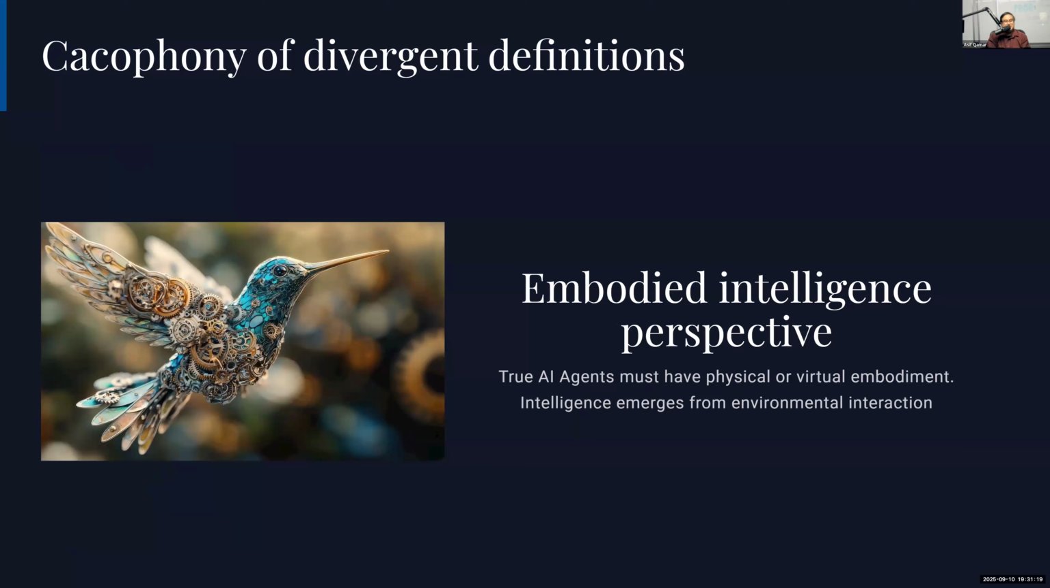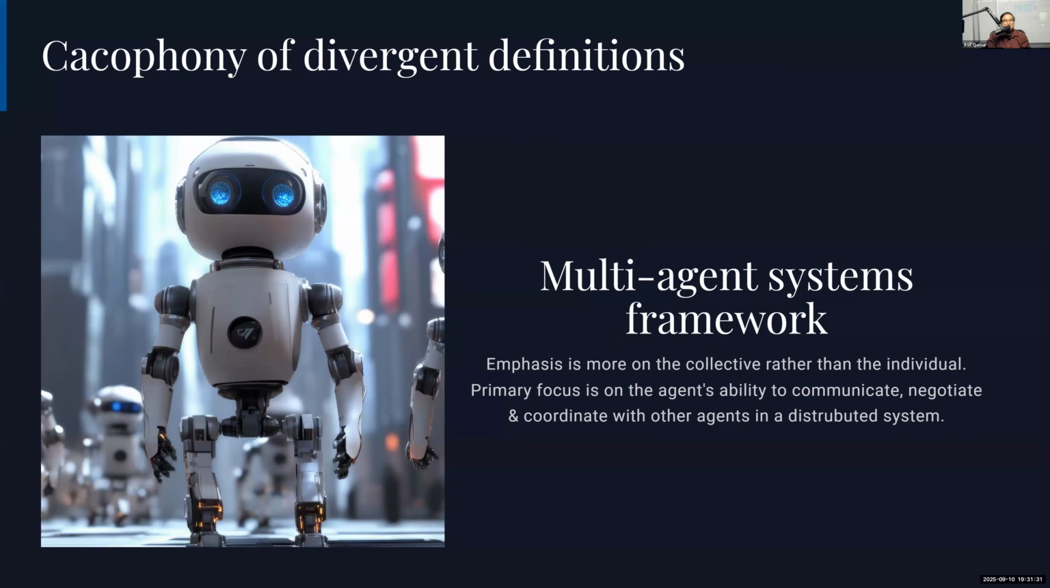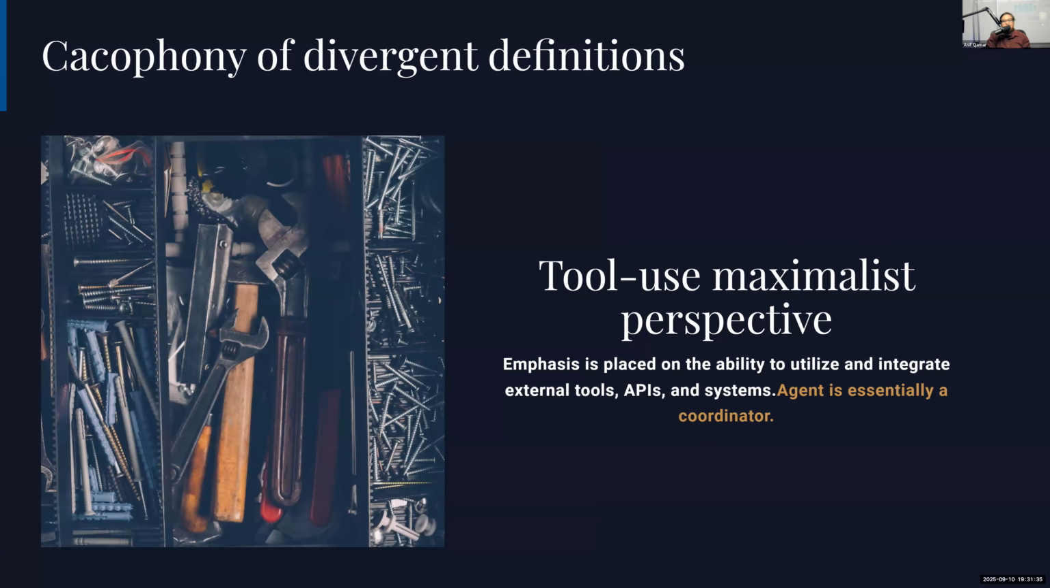Then you have the embodied intelligence perspective. Give the agent a specific form. The form or structure and its engagement with the environment will sort of create emergent intelligence. The multi-agent system framework is the more typical way we think of AI agents. Then the tools perspective is lots of tools and one coordinator, which is a simplified architecture: one simple coordinator having lots of tools to do everything.